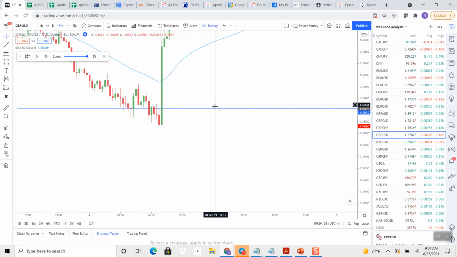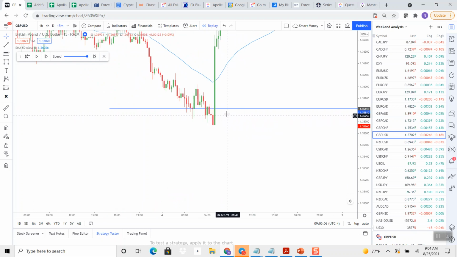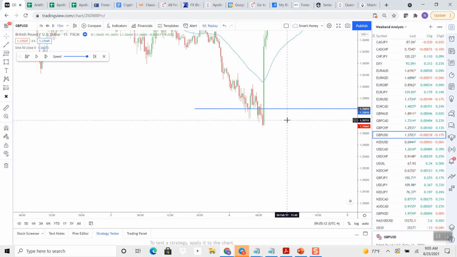So this was a highly probable setup, even though it was risky with only like a 15 pip stop. A 15 pip stop on something like GU is very, very small. So it was quite risky, but we were lucky enough to get a reaction from this level, and it just continued for us, which is very nice.